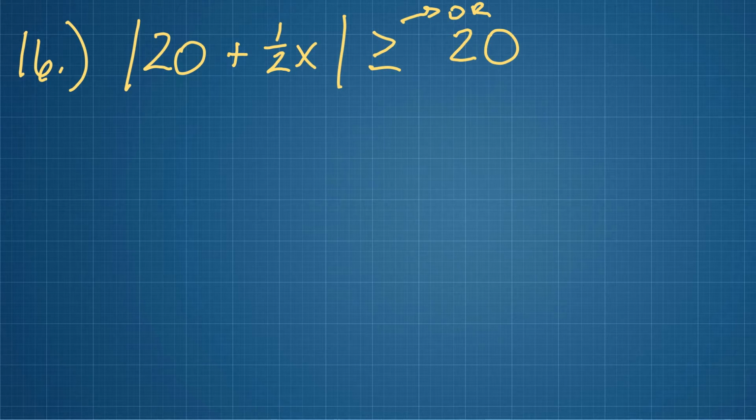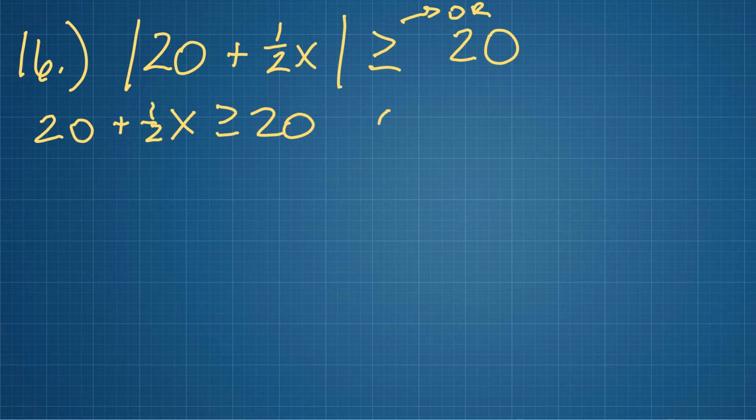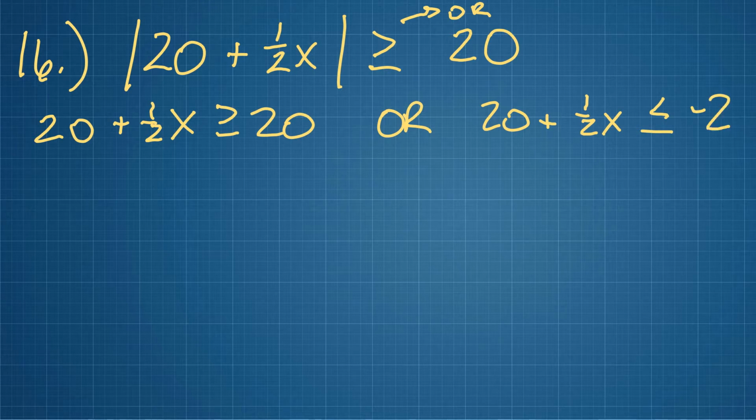I have 20 plus 1/2 x is greater than or equal to 20. So I write it twice. 20 plus 1/2 x is greater than or equal to 20. See, I didn't change that one. I write the word or. 20 plus 1/2 x. This time I flip it to less than or equal to, and I make it negative 20. So notice I flipped the inequality.